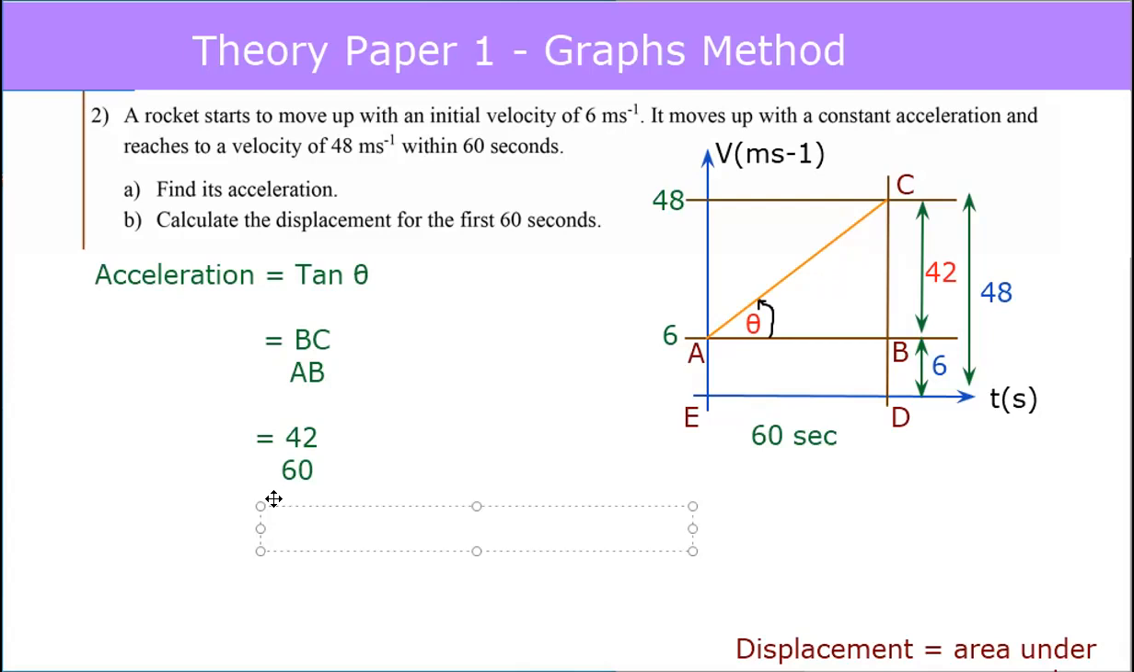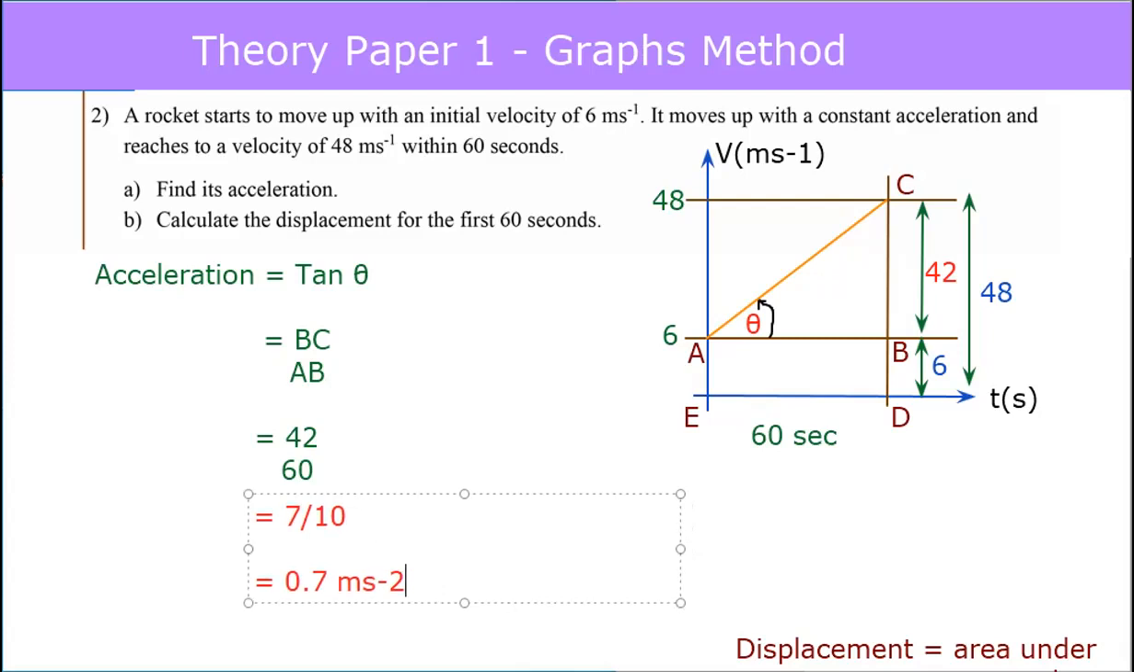42 divided by 6 is 7. 60 divided by 6 is 10. So 7 over 10 means 0.7. Do not forget to write the units, meter per second. Who got this answer? Please raise your hand up if you got this answer. Right. Very good.